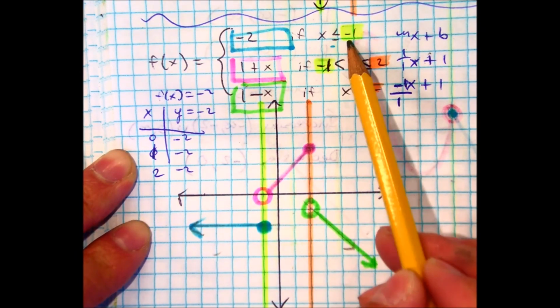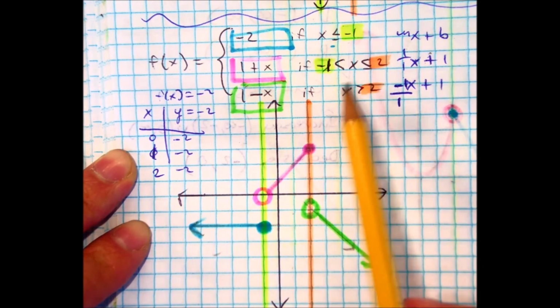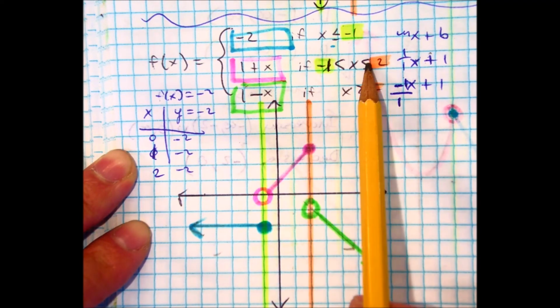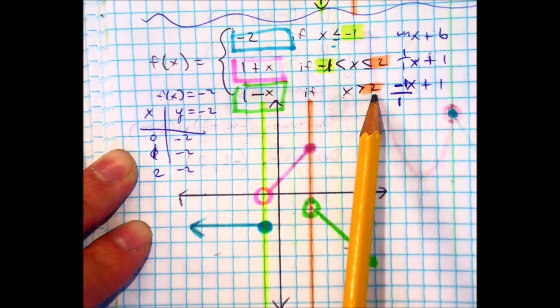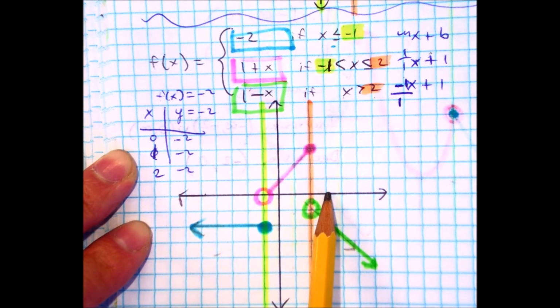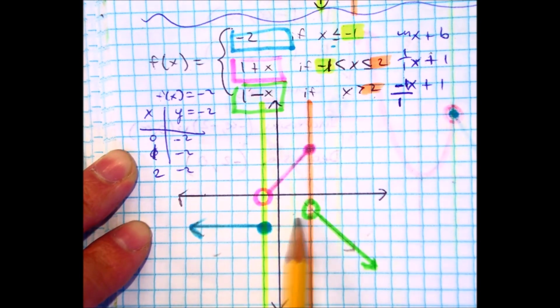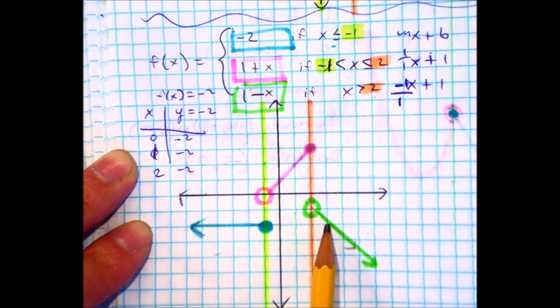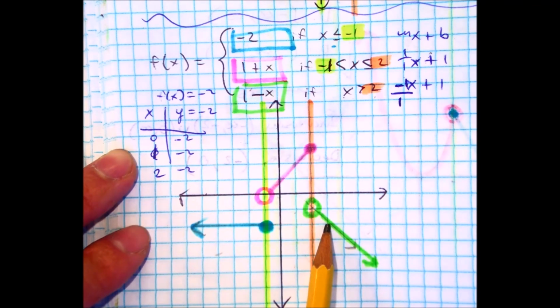3 is it smaller than -1? No. Is 3 between -1 and 2? No. 3 is bigger than 2, so you would go to the green. Right? 3, and then go down here. It's on my green function.